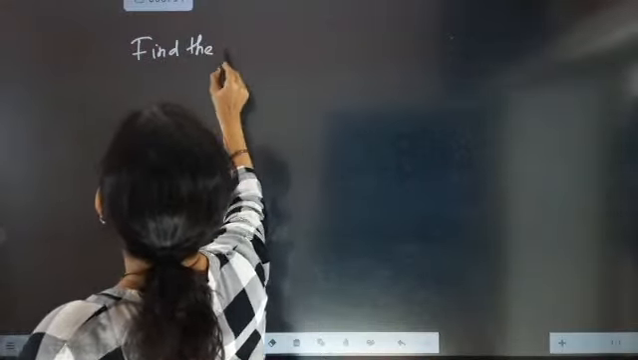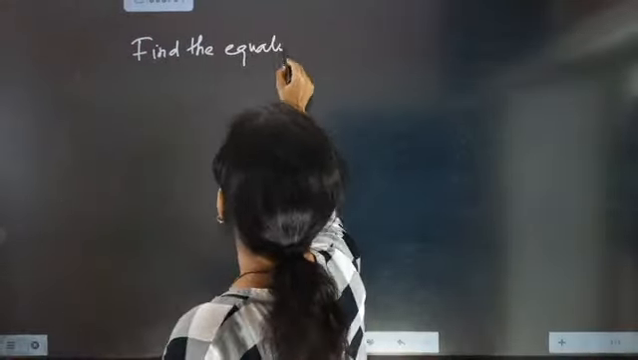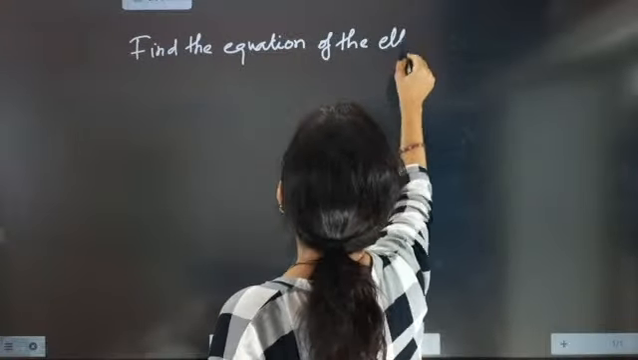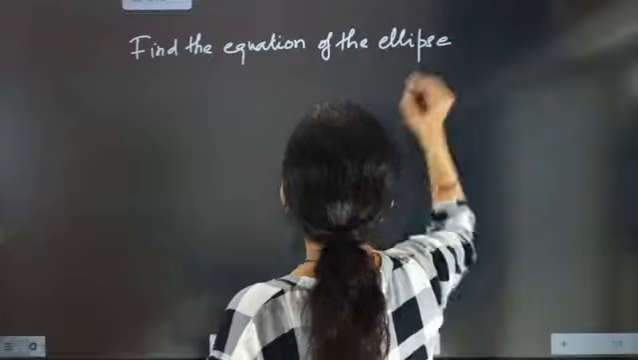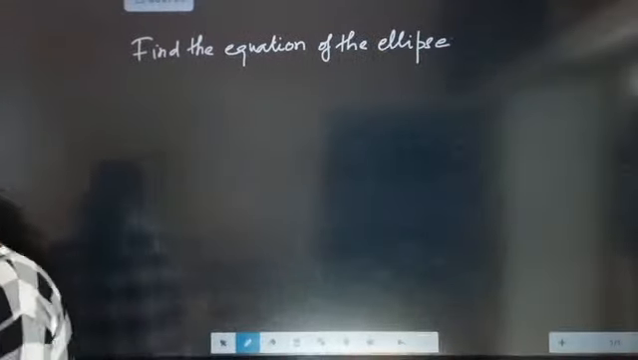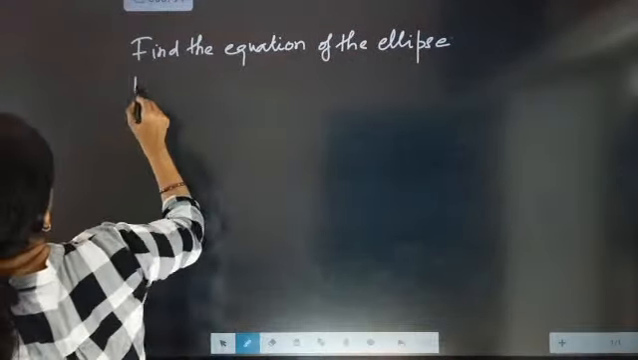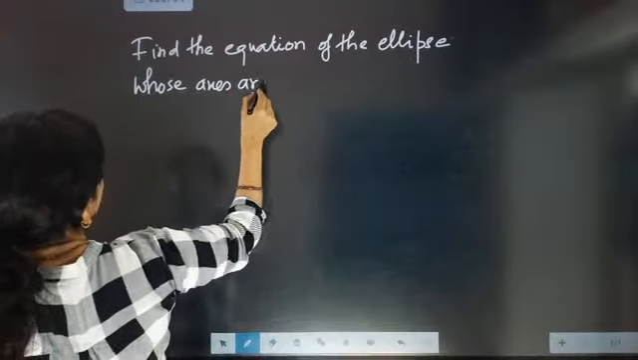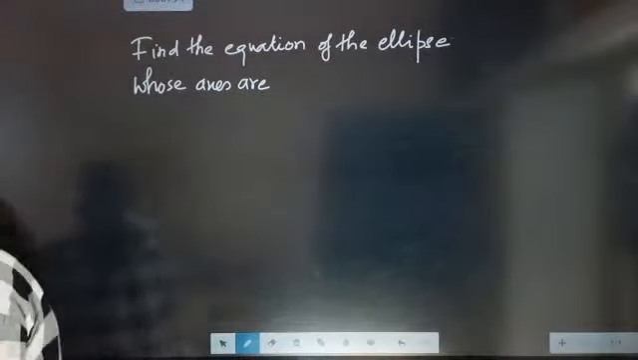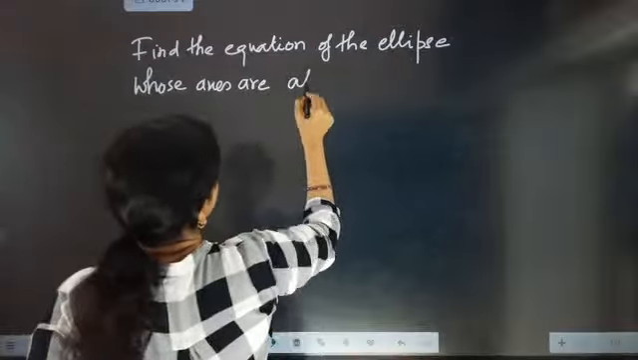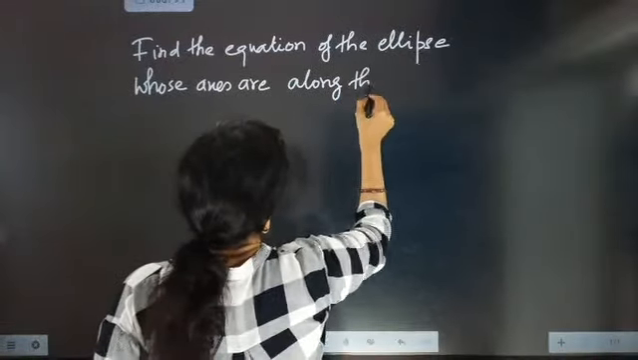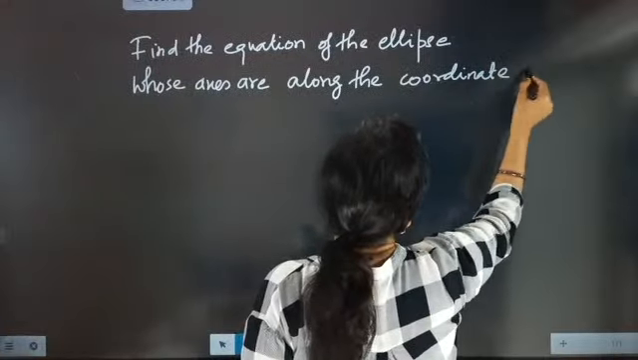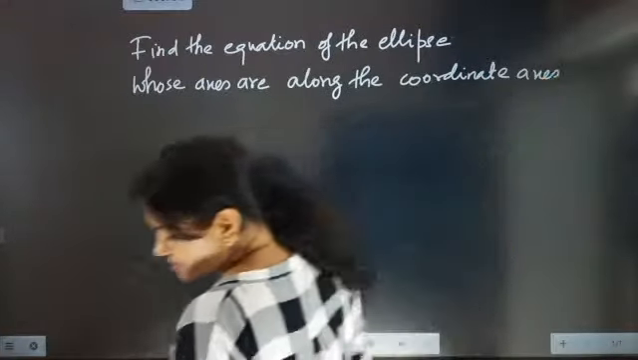Find the equation of the ellipse whose axes are along the coordinate axis.